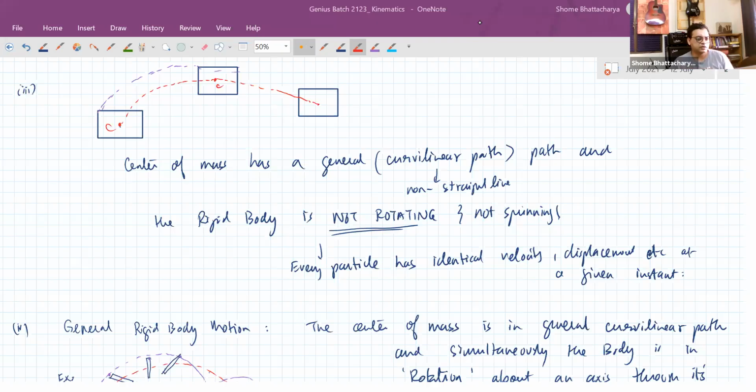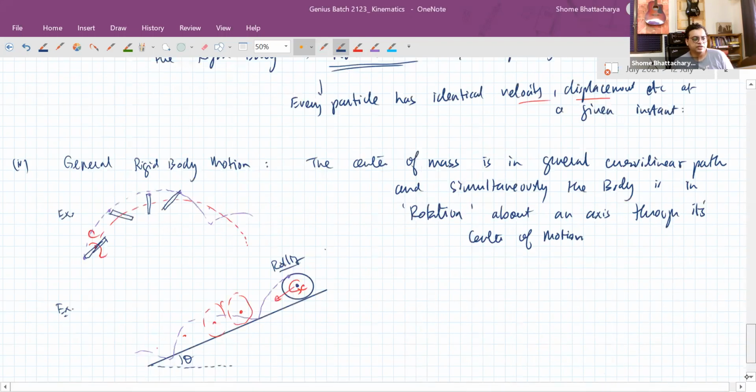So when this happens, every particle within the rigid body, yes Bhavika, I'm coming, I'll tell you the names of the different types of motion. When this happens, all the particles of the rigid body have identical values of velocity and displacement. Later we will see acceleration also, etc.